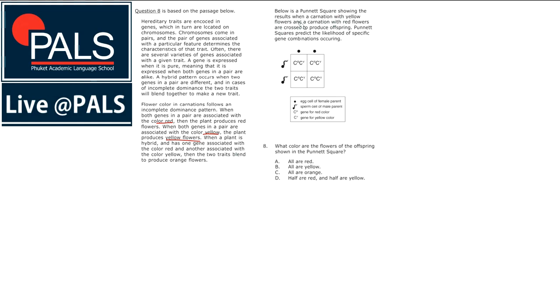Below is a Punnett square showing the results when a carnation with yellow flowers and a carnation with red flowers are crossed to produce offspring. Punnett squares predict the likelihood of specific gene combinations occurring. Yes, the sperm cells might be yellow and the egg cells could be red, and therefore all the offspring are hybrids, with red and yellow. What color are the flowers of the offspring? Shown in the Punnett square, they are all orange, they are all hybrids.